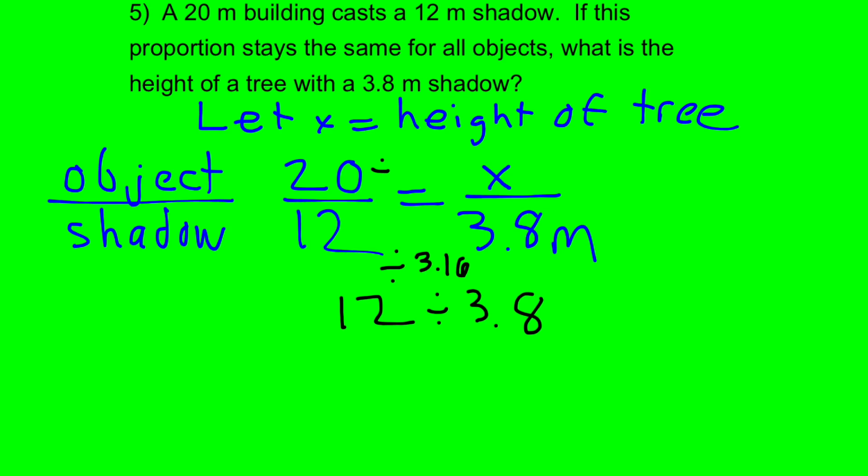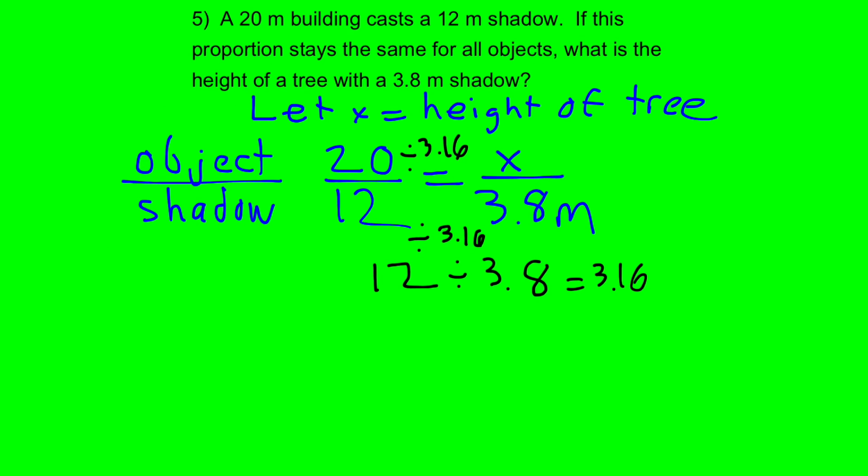I'll do the same thing to the top. Divide 20 by 3.16. And when I do 20 divided by 3.16, I get that X, and since I was rounding off some numbers here, X is approximately 6.3 meters. So that means the tree would be about 6.3 meters tall. And that's approximate, right? Because we were rounding some things off.